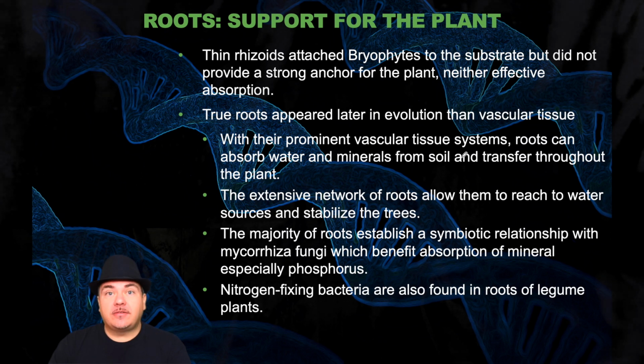With the prominent vascular tissue system, roots can absorb water and minerals from soil and transfer them throughout the plant. The extensive network of roots allows them to reach water sources and stabilize the trees. The majority of roots establish a symbiotic relationship with mycorrhizae fungi, which benefit absorption of minerals, especially phosphorus. Nitrogen-fixing bacteria are also found in roots of legume plants.